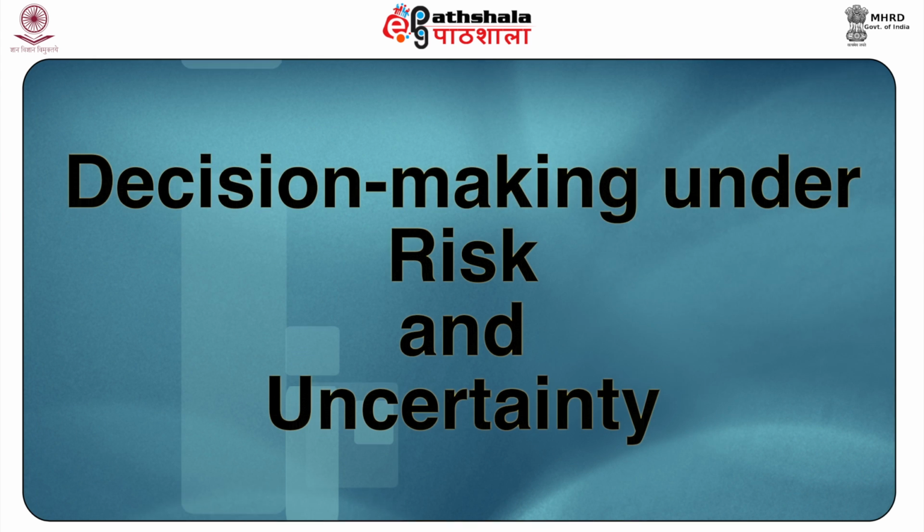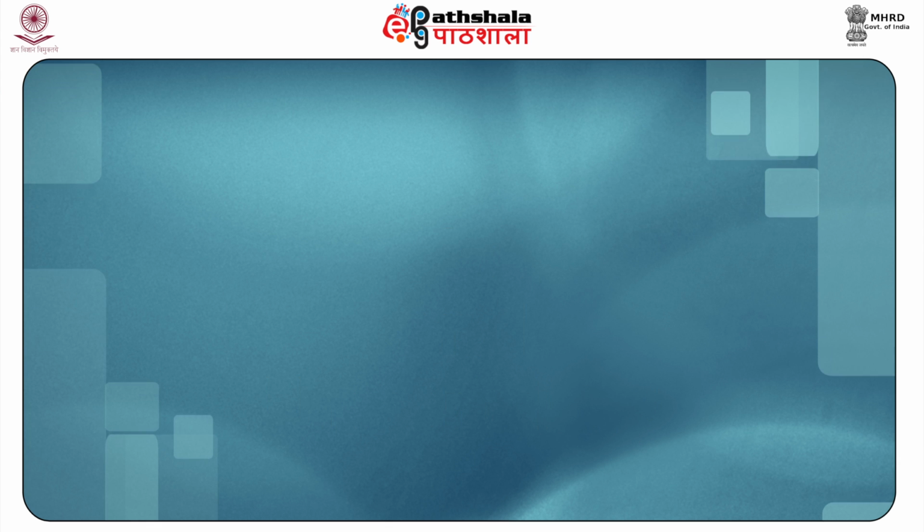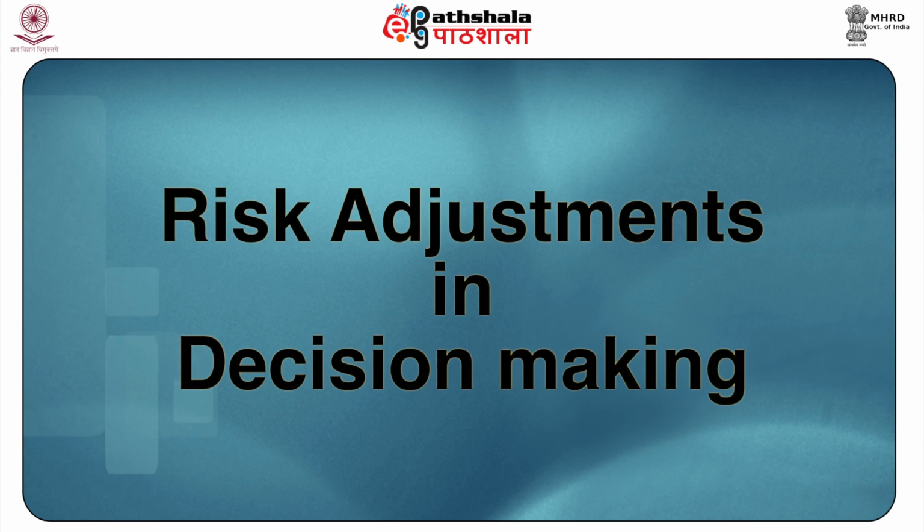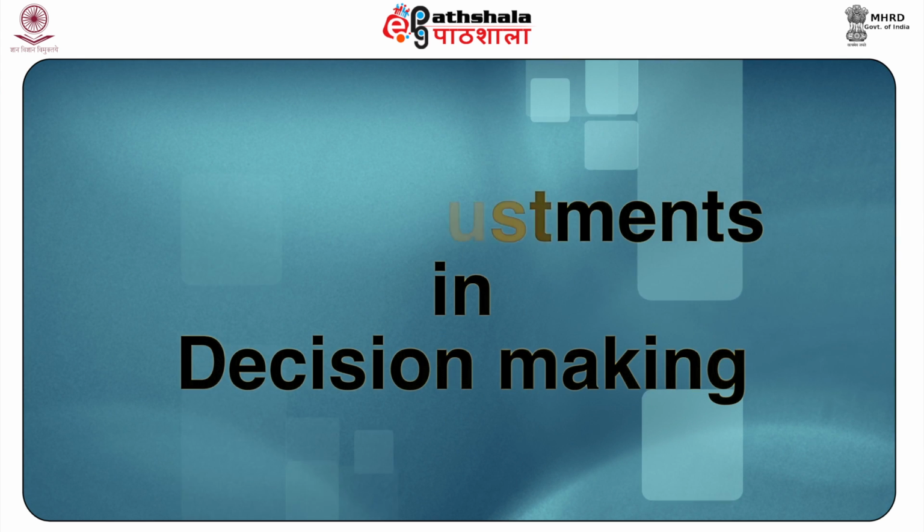Now, let us study decision making under risk and uncertainty. What are the risk adjustments in decision making? A decision making situation in which the possible outcomes can vary and the probability of the occurrence of each outcome is known is said to be a risky situation.